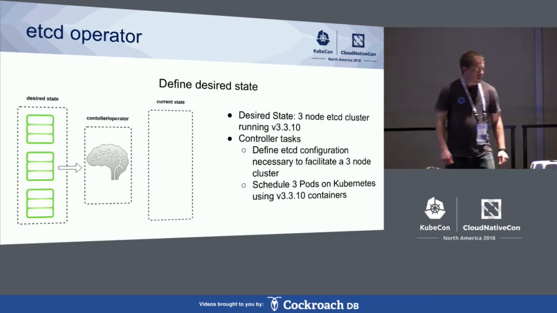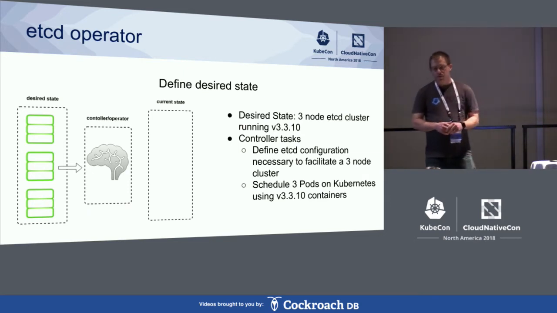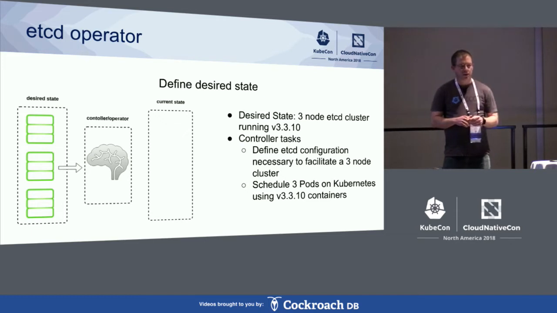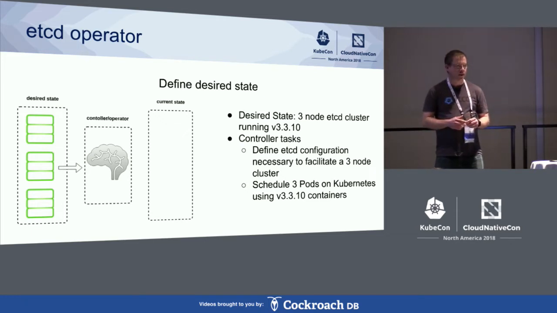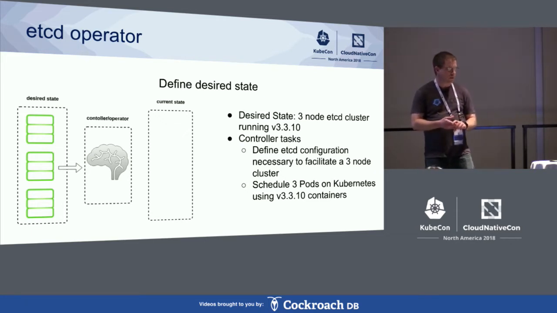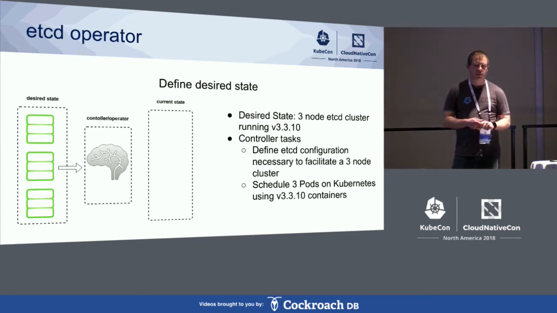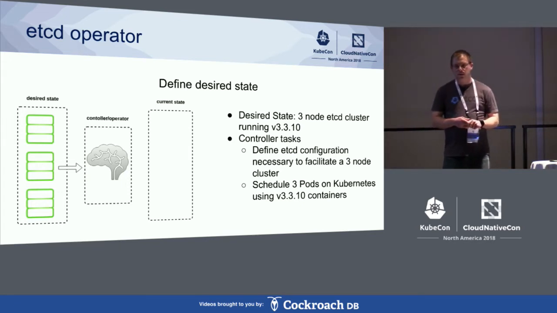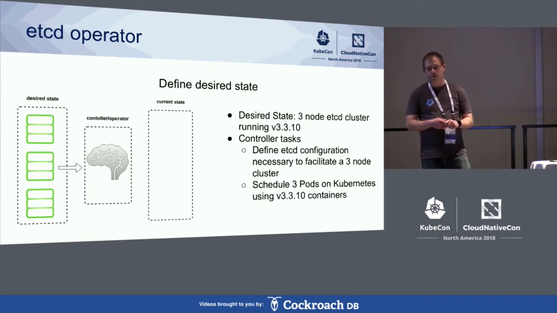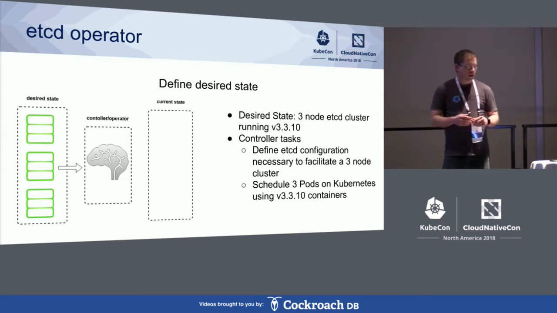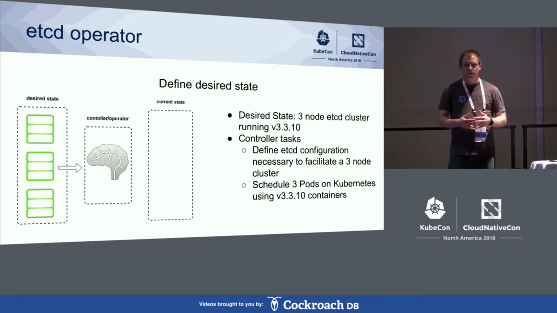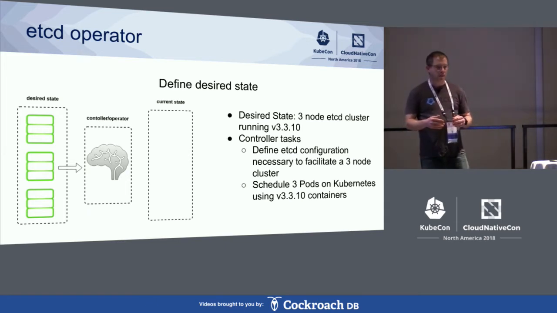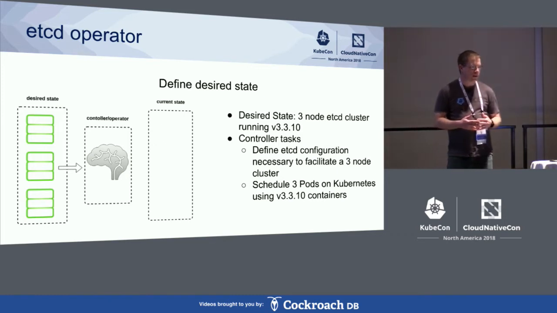All right, so let's go back to the diagram, and now that we have our resources available to us, we're going to define a desired state. In this example, we're going to do a three-node cluster, and we're going to specifically use etcd version 3.3.10. As far as the controller's concerned, its tasks are to populate the configuration, to facilitate a cluster, and then also to deploy the pods to Kubernetes.